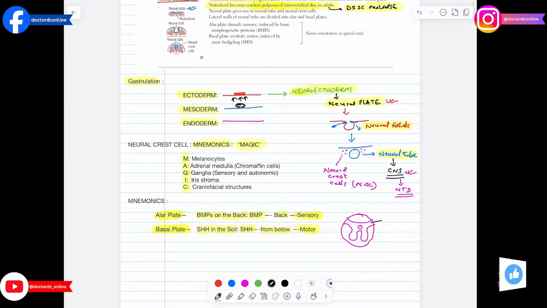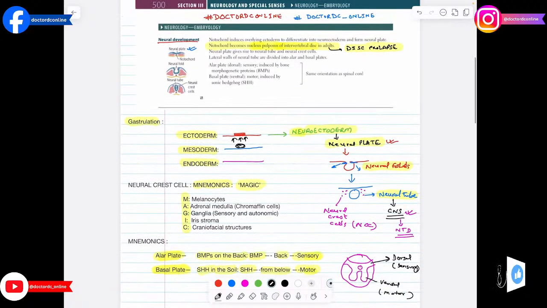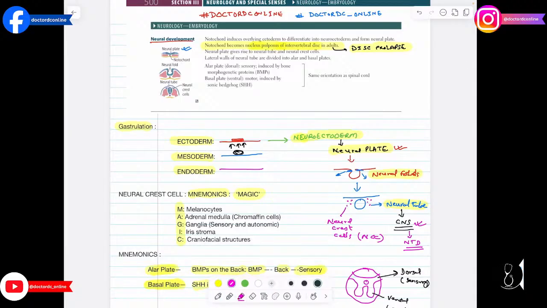So let's review the main key points. First, the notochord induces neuroectoderm and the neural plate. The neural plate folds into the neural tube and neural crest cells. The neural tube ultimately becomes the CNS, and the neural crest becomes the PNS and other tissues.